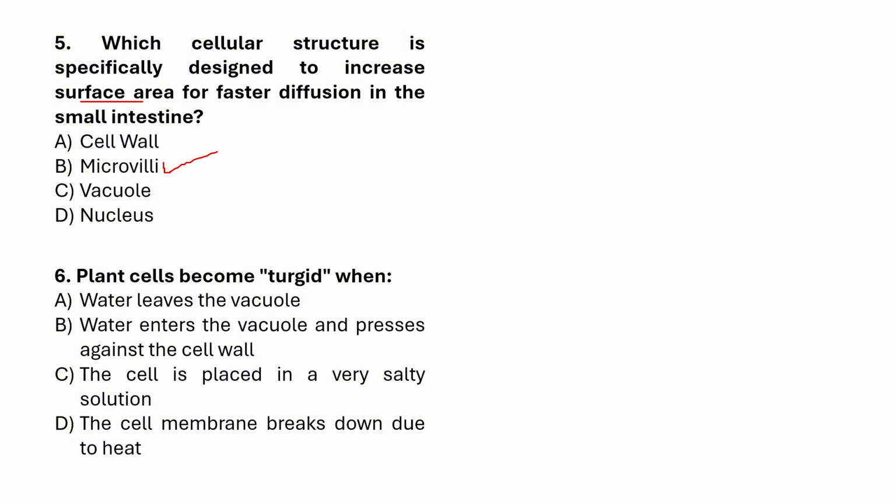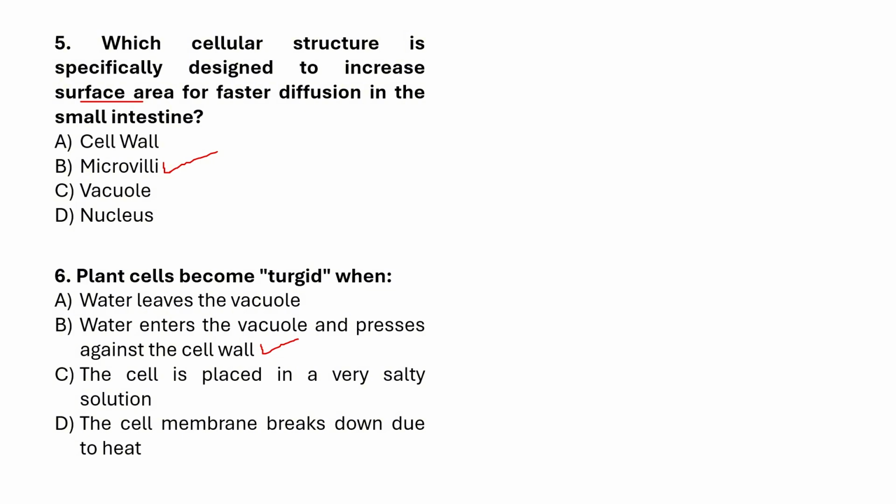The next question is, plant cells become turgid when water leaves the vacuole, or water enters the vacuole and presses against the cell wall. To answer this question, recall the chapter topic of turgid pressure, or turgor pressure. Then you can answer that it is B. Water enters the vacuole and presses against the cell wall, because a dilute solution will have a higher water potential. Dilute solution means less amount of solutes. If there is less amount of solutes, then definitely the water potential will be higher.